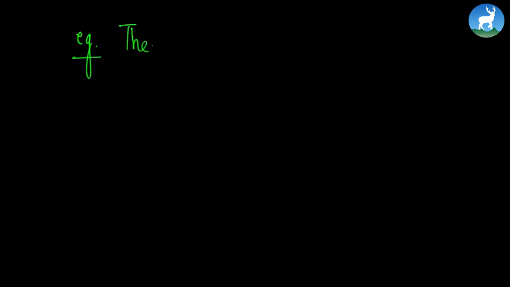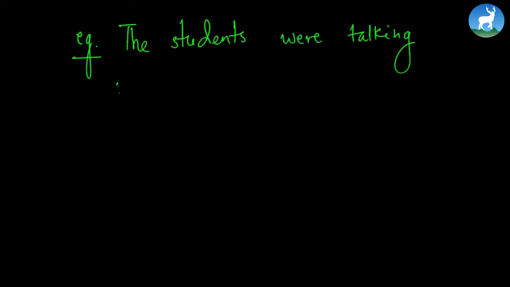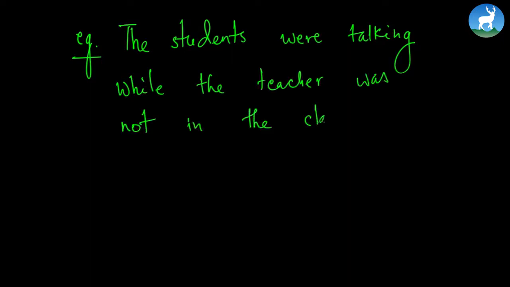Example: the students were talking while the teacher was not in the class, right? So this can be one example. The students were talking while the teacher was not in the class. So something was going on. You see, continuous action that happened in the past. The students were doing something while the teacher was not there. So that is the use number first.